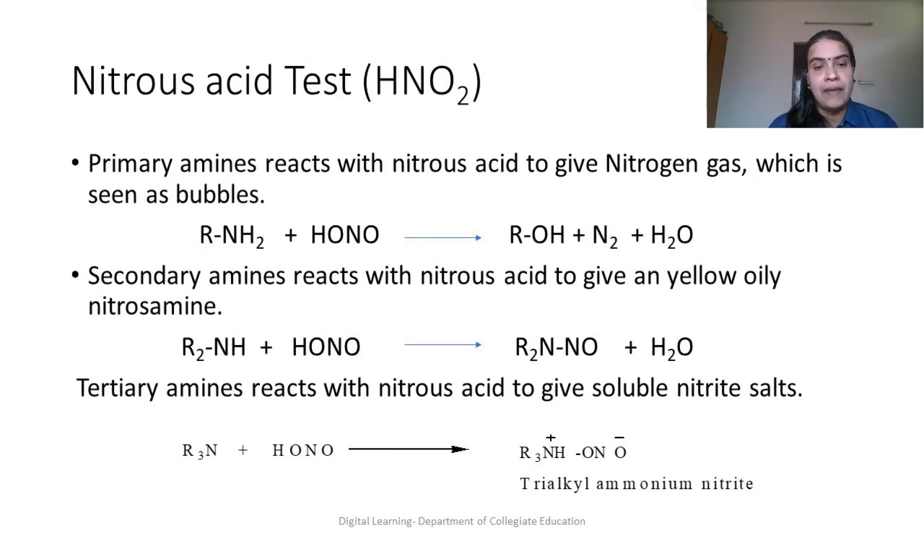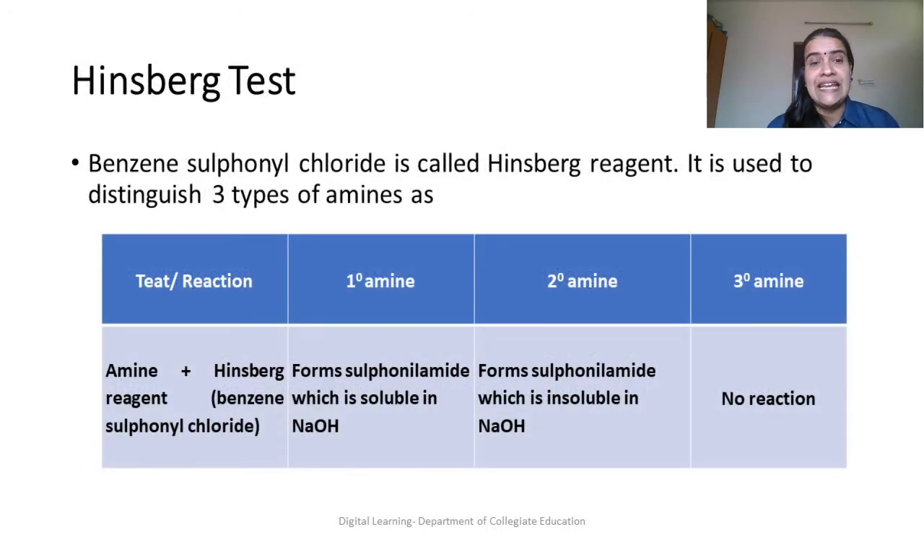In the case of secondary amine, the reaction is R2NH plus HONO, which is nitrous acid, giving R2NNO, the nitrosamine, plus water. And in the case of tertiary amine, R3N plus HONO gives R3NH+ ONO-, which is trialkyl ammonium nitrite. This is one test which we can use to distinguish or identify whether the given amine is primary, secondary or tertiary amine. Coming to the next test, which is the Hinsberg test.